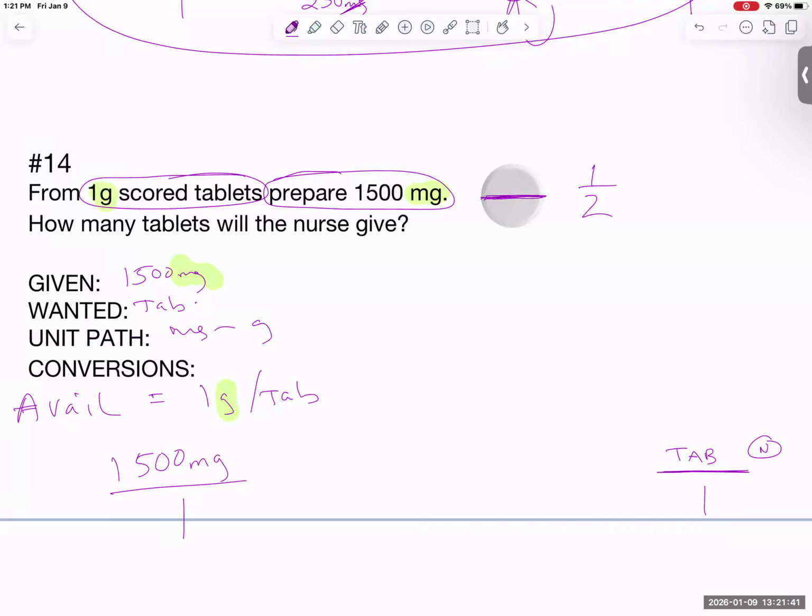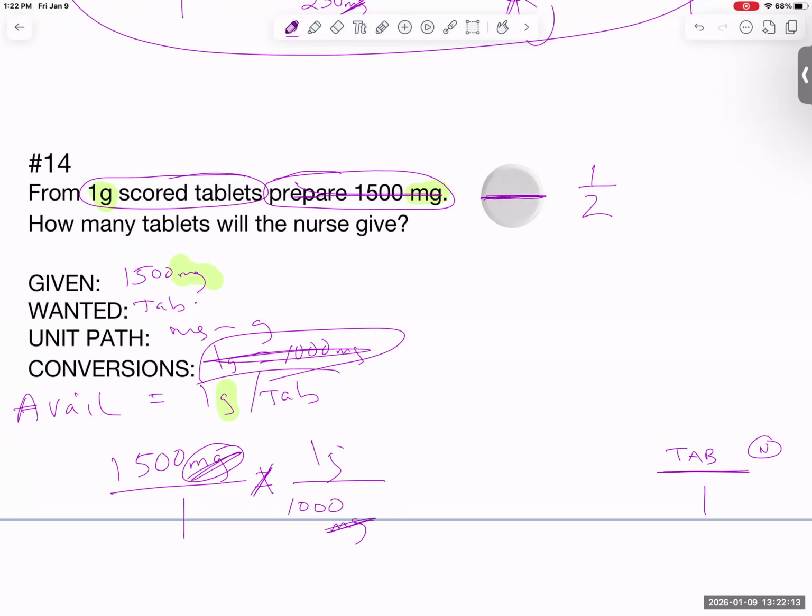So what's the conversion? 1 gram is 1,000 milligrams. You got it. All right. So how do I get rid of milligrams? We do 1 gram over 1,000 milligrams. Right on. So I've used that. That crosses off my milligrams. Now how do I get rid of grams? 1 tablet is 1 gram. We're 3 fractions in now.